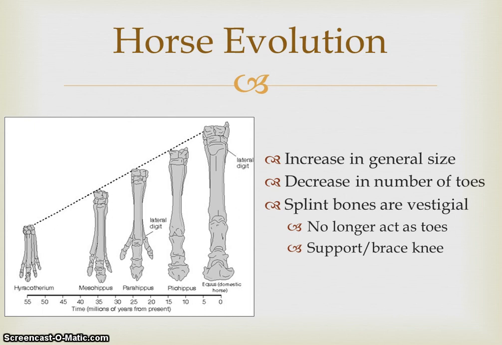But these toes didn't just disappear. They were adapted to what's now known as splint bones. These splint bones are vestigial structures because they no longer act as toes like they did in the ancestor, but they do support and brace the horse's knee.